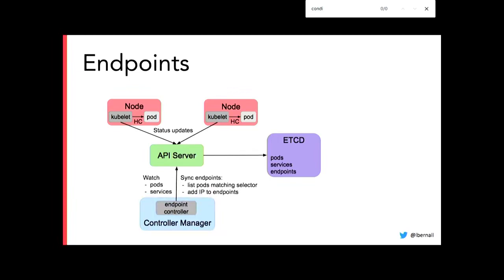And this is now translated to endpoints by a very specific controller in Kubernetes, which is called the endpoint controller. And the role of this controller is just to maintain the endpoint objects. So the endpoint controller is going to watch for all the services and all the pods and update the endpoint object for all the services based on all the pods matching a given label that are ready, of course.